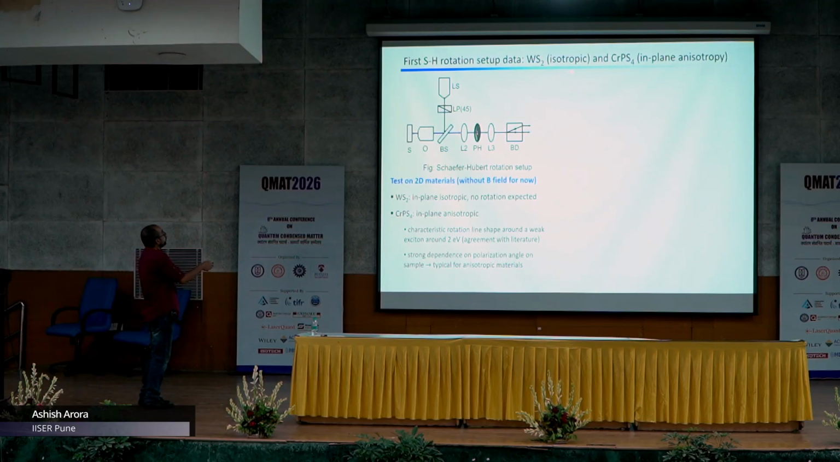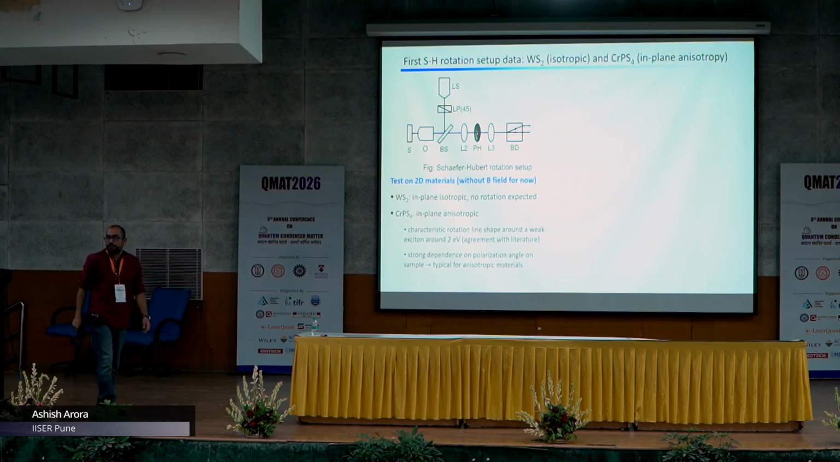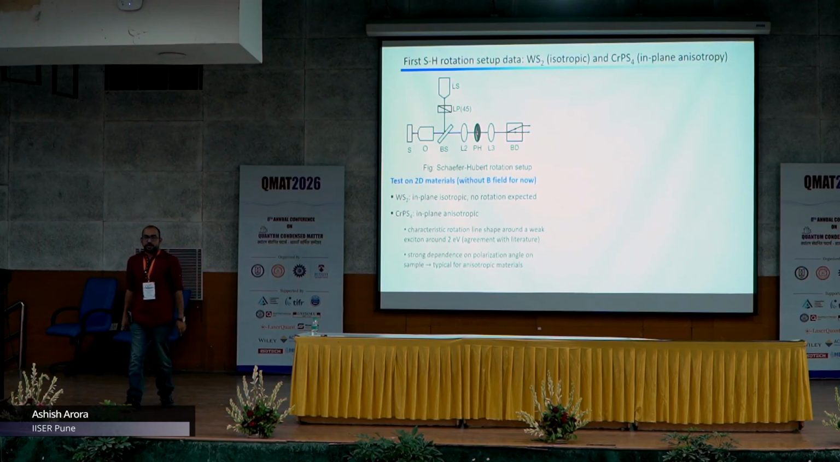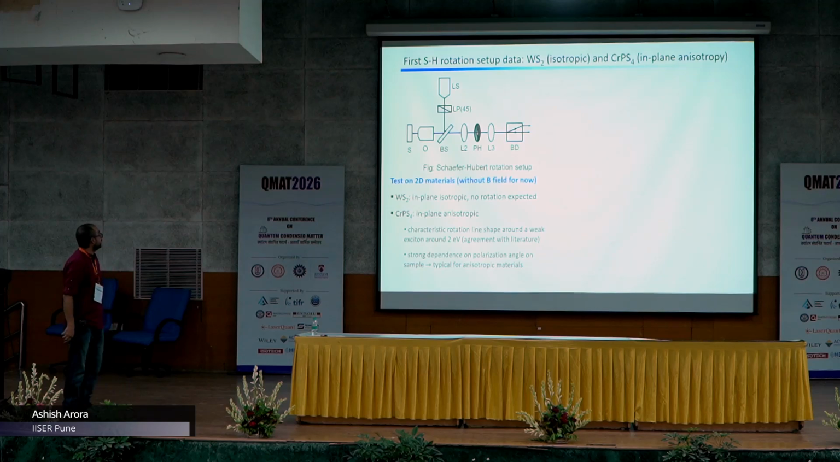We test these on 2 2D materials. One is tungsten disulfide, which is isotropic. Now, once something is isotropic, the linear polarized birefringence does not exist within the plane, so there should be no rotation. Similarly, if I pick something such as CrPS4, which has in-plane anisotropy, this should have some rotation because this is linearly birefringent already. And let's check if there is something.